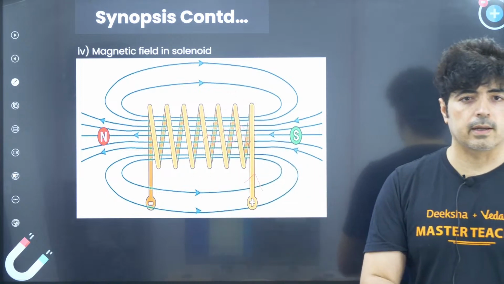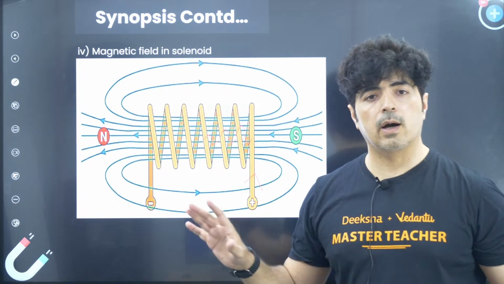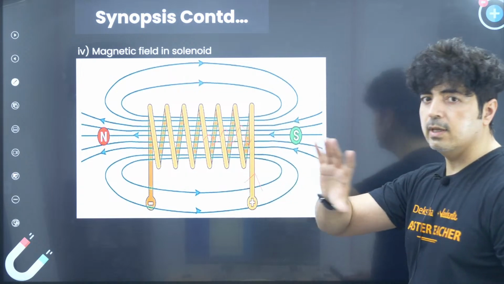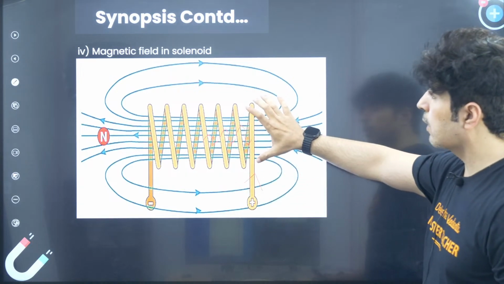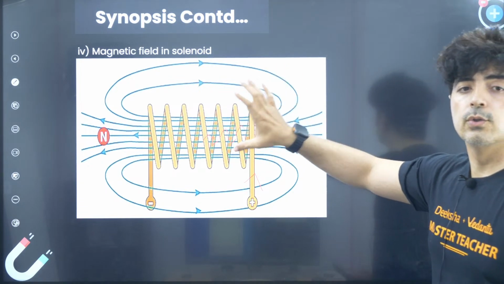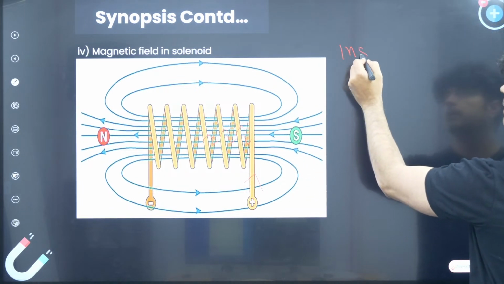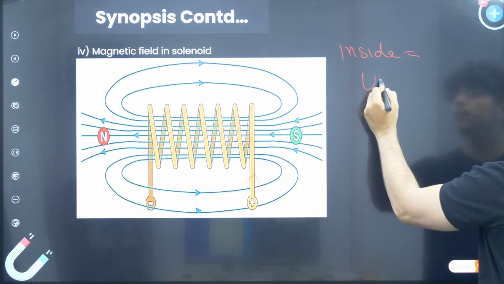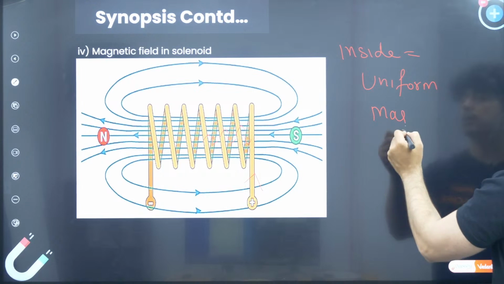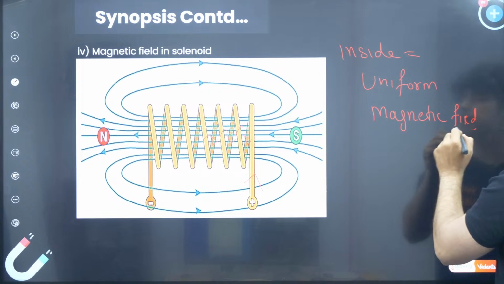Because of this current, the magnetic field is produced. How to calculate the magnetic field direction? Same, right hand. But over here, what you need to see is inside the solenoid. Inside the solenoid, the magnetic field lines are uniform in one direction. So inside the solenoid, we have uniform magnetic field. This is what happens inside the solenoid.